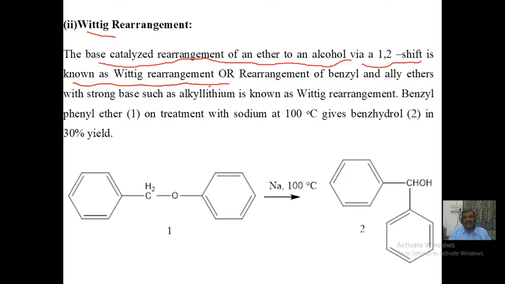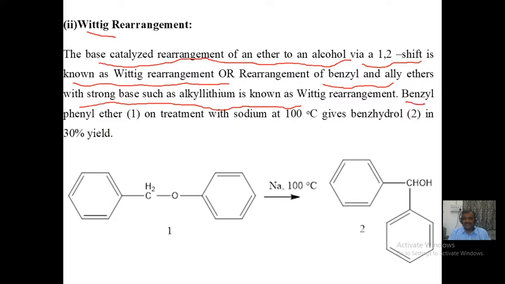Okay, let us take the rearrangement of benzyl and aryl ethers in the presence of a strong base such as alkyl lithium, right? Sometimes aryl lithium is also used. It is known as the Wittig rearrangement, friend. So all the name reactions you should be able to define in 2 lines. What is the Favorsky rearrangement? What is the Curtius rearrangement? Like that overall, right?